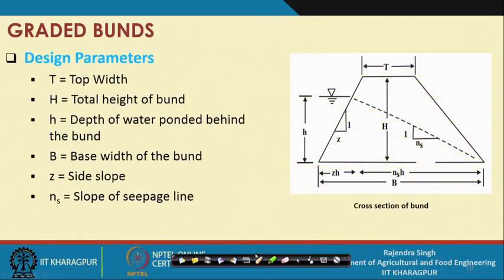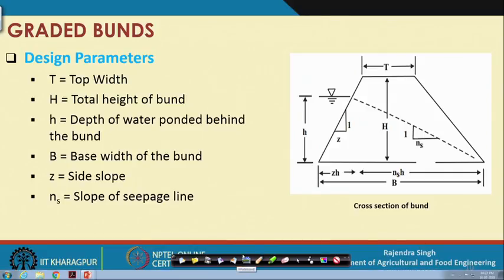Now, coming to the definition sketch, that is the various design parameters, very similar to the contour bund, but here also once again we see the trapezoidal cross section is normally used. In this trapezoidal cross section you can see the bottom width is B, top width is T, and H is the total height of the bund, and h is the depth of water ponded behind the bund, or the theoretical depth, which we normally calculate first, and then we provide the difference between H and h as a kind of freeboard.